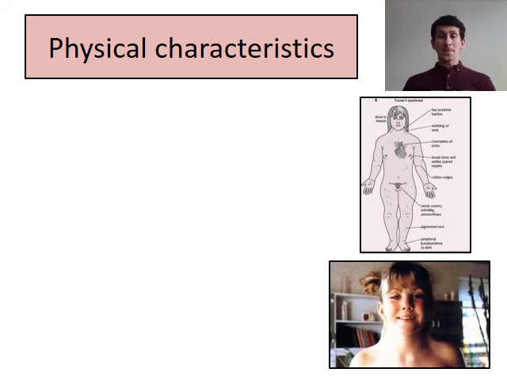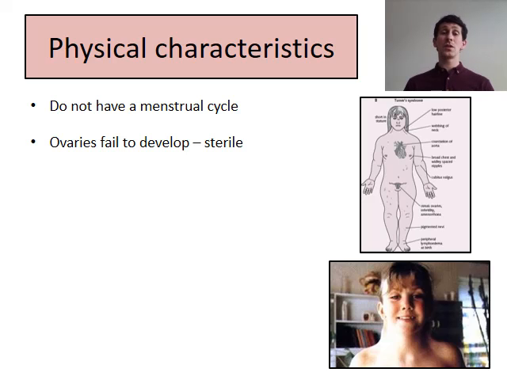So physically, and you can see the two pictures here, they will differ to your typical or normal female. They don't have a menstrual cycle and their ovaries fail to develop. Remember, they've got that one less X chromosome, so it affects them physically and results in them being sterile. They're unable to have children.